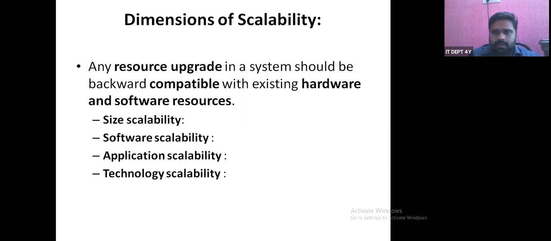How will we increase the sizes? System size means increasing the resources inside the system. Software scalability means upgrading the software, installing new software, or any patch work related to the software. Then application scalability and technology scalability. Technology scalability means adding new networks for completing one particular work. All these are related to scalability. How far we can add resources comes under scalability here.